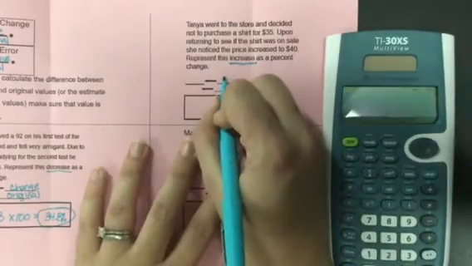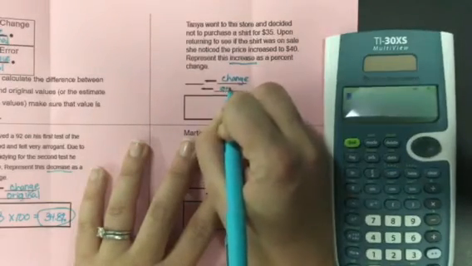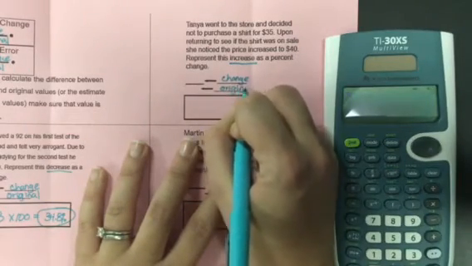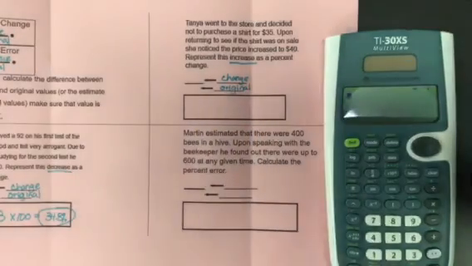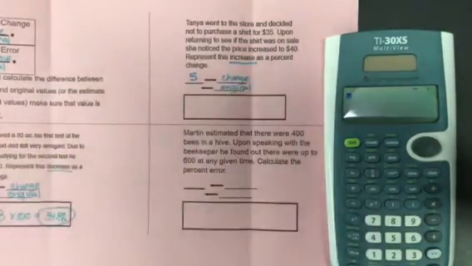Our change goes on the top, and our original number goes on the bottom. Okay, so how much did the price of the shirt change? You can show me with your hands. How much did the price of the shirt change? Right, $5. It went from 35 to 40.